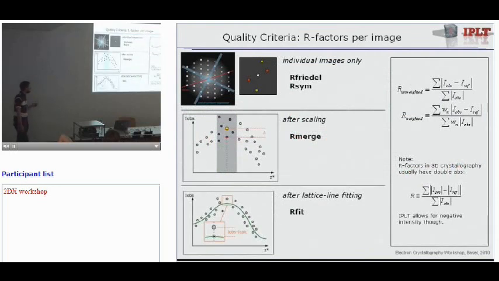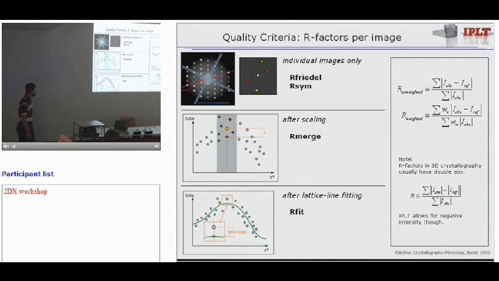There are also some error factors that are spit out by IPLT, which are very important to give you a measure of how well your merge went, how good your image is. And these error factors are also used afterwards for the refinement.